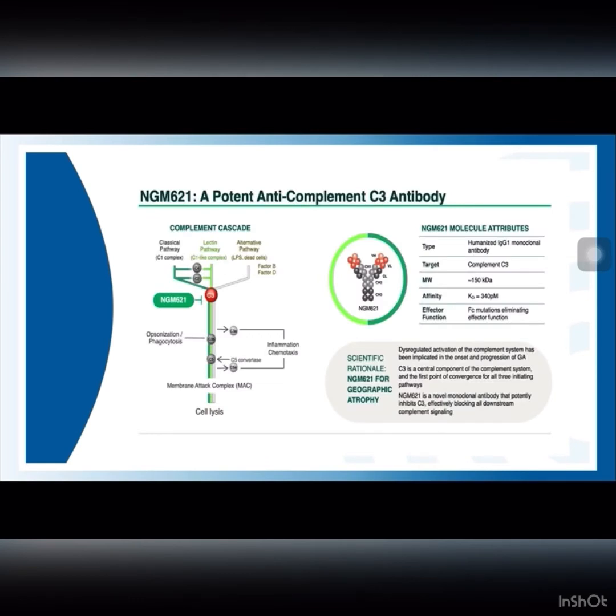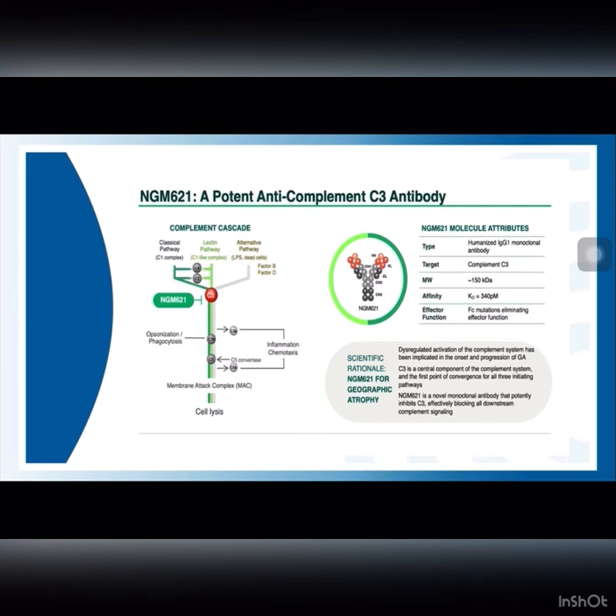We know that dysregulation of the complement system has been implicated in the onset and progression of geographic atrophy. Today I'll be talking about 3 programs that are targeting the complement pathway and are in phase 2 to 3 stages. First one is NGM621. It's a potent anti-complement C3 antibody.